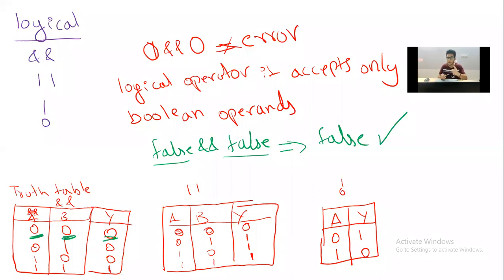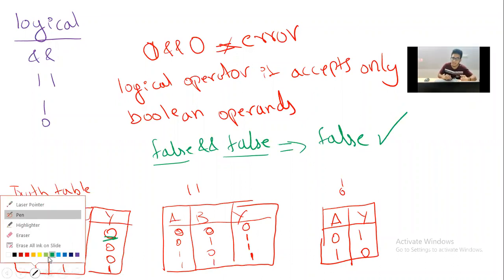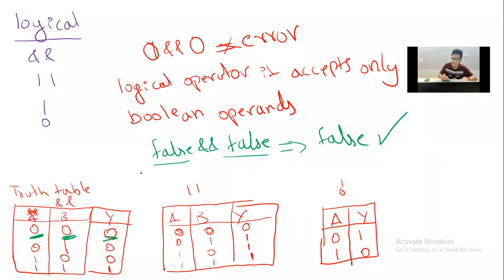So a logical operator accepts only Boolean operands, and when it accepts Boolean operands, what does it return? It returns a Boolean value. I think it is clear for you, right? Your logical operator accepts Boolean values and returns a Boolean value. Please take this as a screenshot.